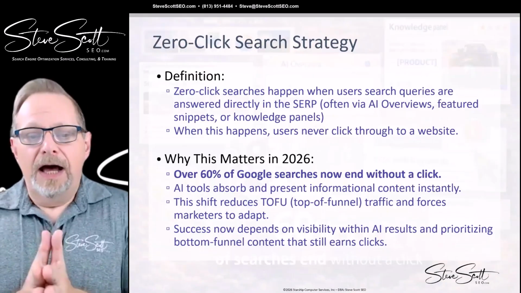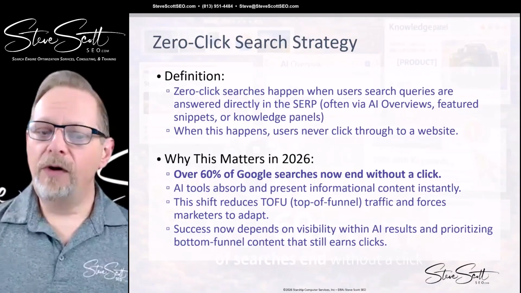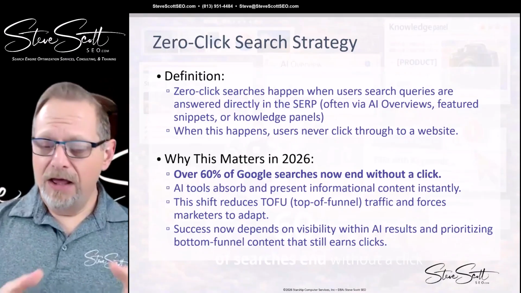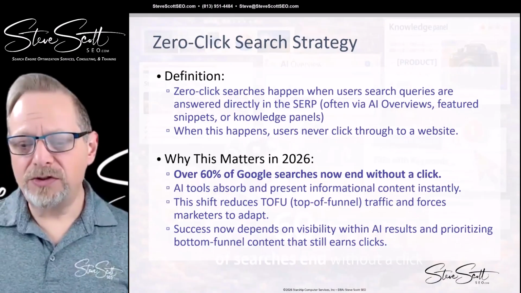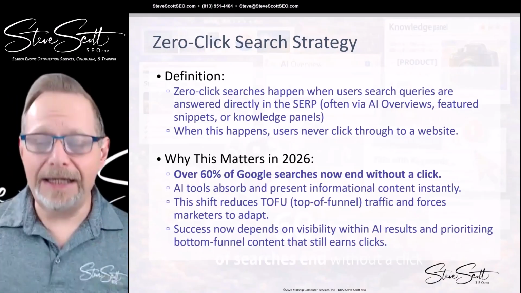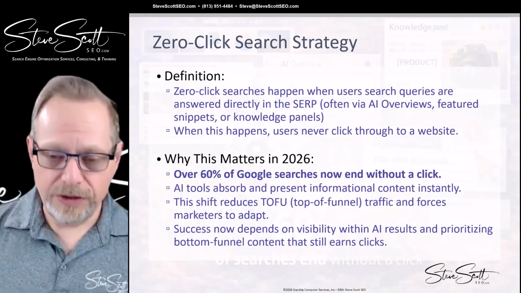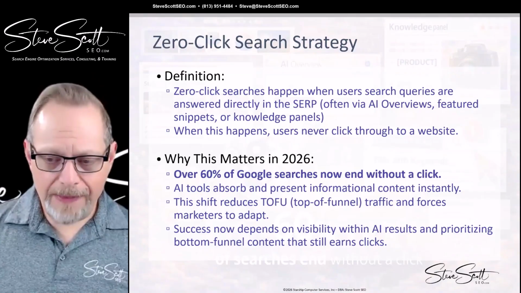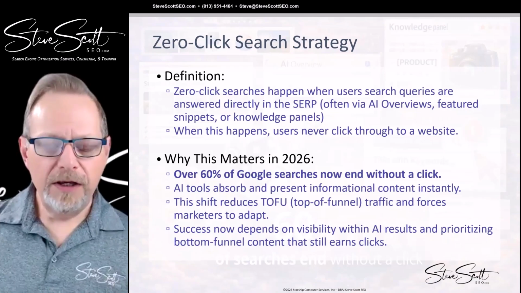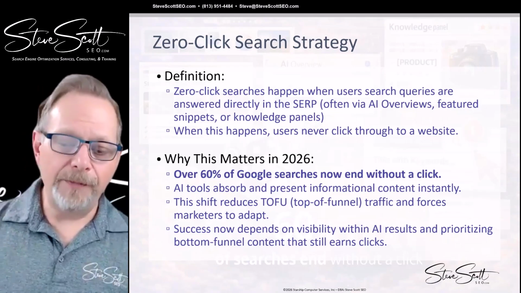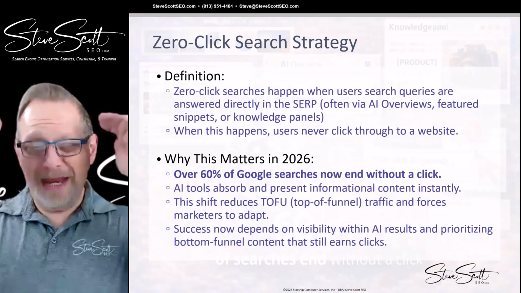Like I said, when this does happen, users never click through to the website or rarely do. In fact, as I mentioned, the reason this matters so much in 2026 is that just about 60% of Google searches now end without a click. We just are not visiting websites anymore for the majority of searches. AI tools absorb and then present the informational content instantly, as we just saw. And this shift reduces the top of funnel traffic and forces marketers to adapt, right? Because that top of funnel is more that information-based stuff.